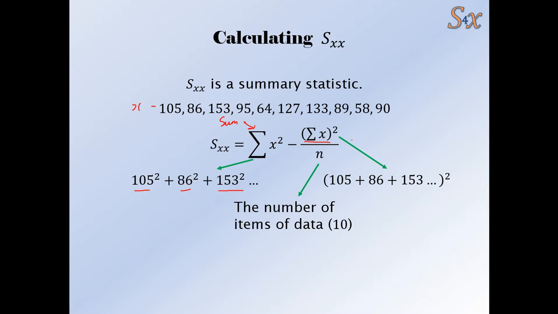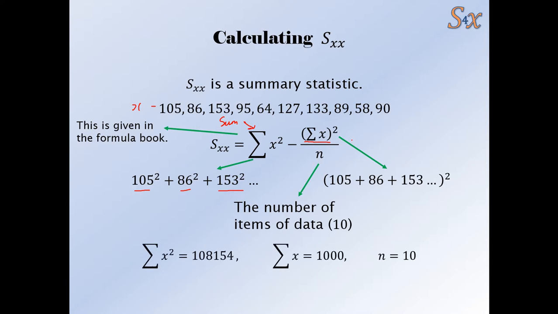So there's 10 numbers here, so n's going to be 10 for us. And as I said, this whole formula is given to you in the formula book, so don't fret about memorizing it. So I've calculated these values for this data set, so we don't have to add loads of them together. So the sum of x squared we found was 108,154. The sum of x was 1,000, and there's 10 points, so n is 10. We can throw all those in the formula and get a number out. So you just stick this in your calculator, and you'll get 8,154.